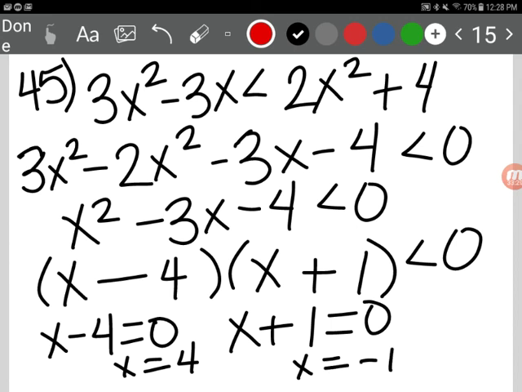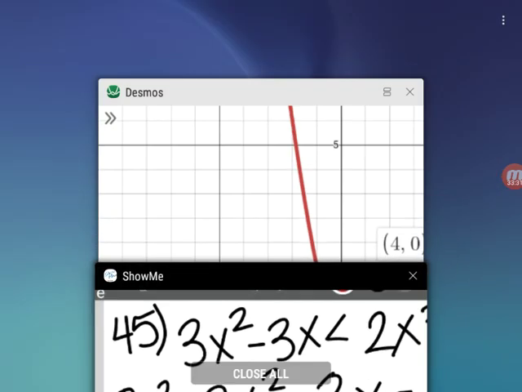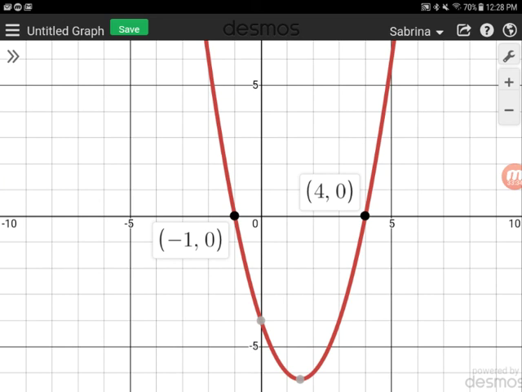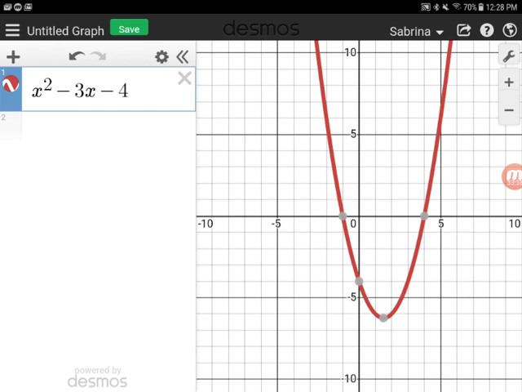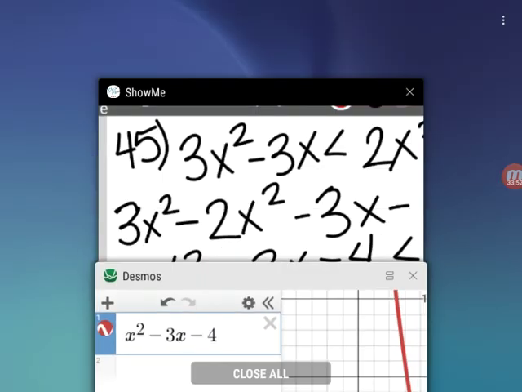If you go back and look on Desmos, that's what I did by just clicking on the graph. So what I did was I typed in the left side of my inequality only on Desmos, and I was able to find my zeros here. Whenever y equals 0, that's you finding your zeros.